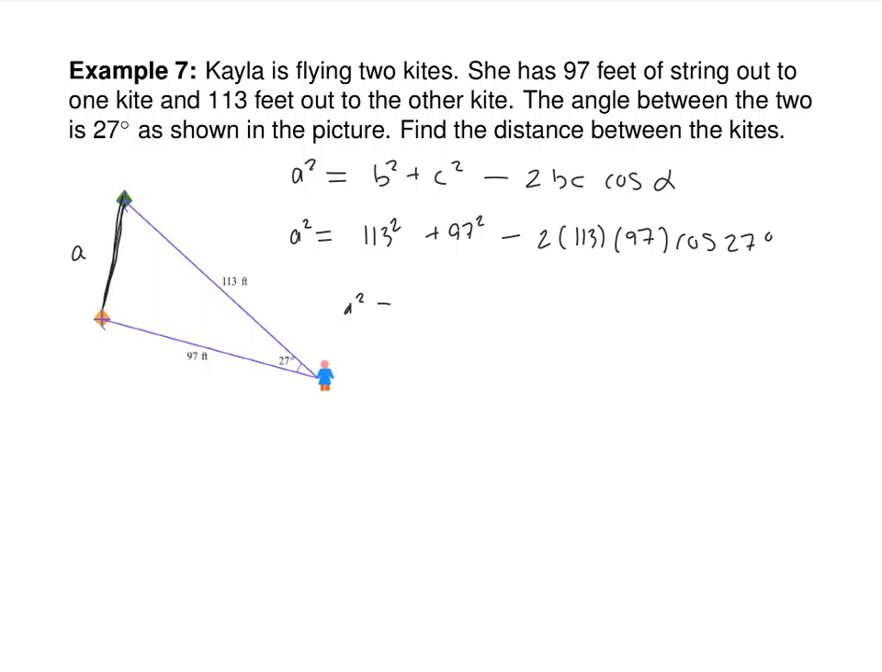And I got A squared was equal to 2,645.35497. And so A is the square root of that. Did you guys also get the same number?